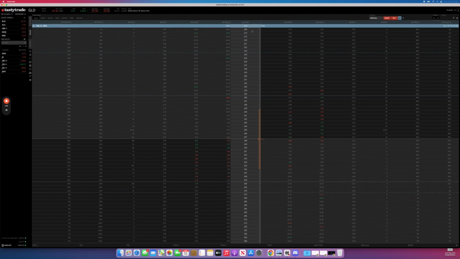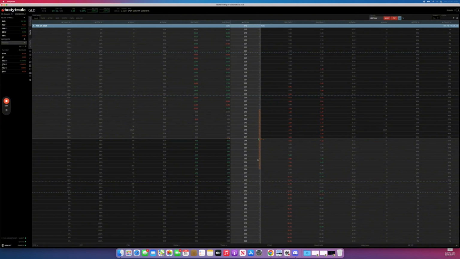This category in the middle is our strikes, going all down the middle, and we have an orange horizontal bar going across the middle. That shows us where the price of GLD currently is with respect to the strikes.